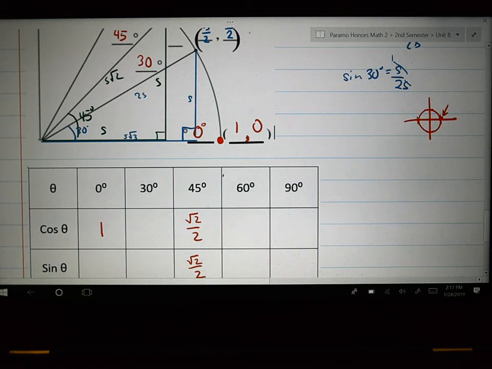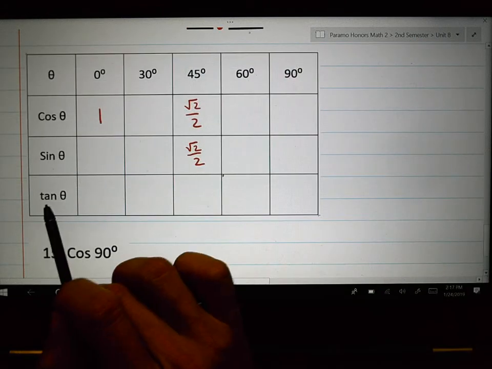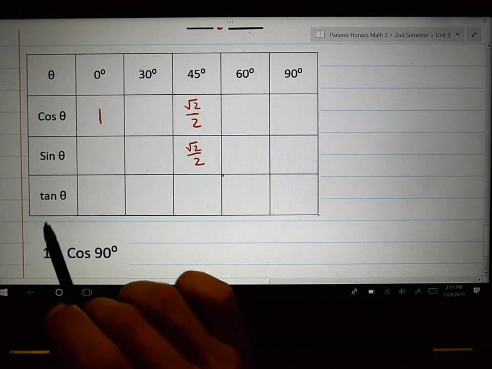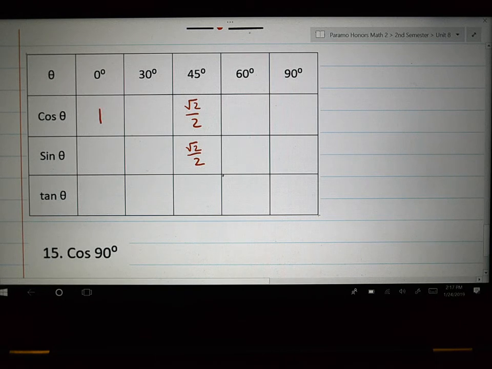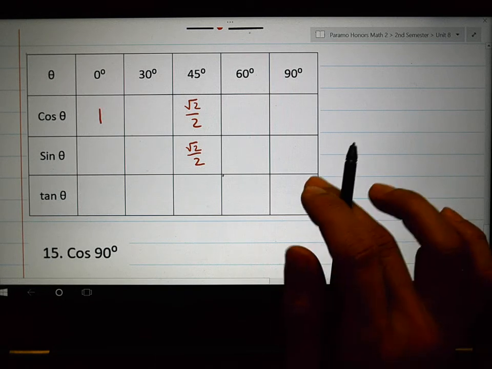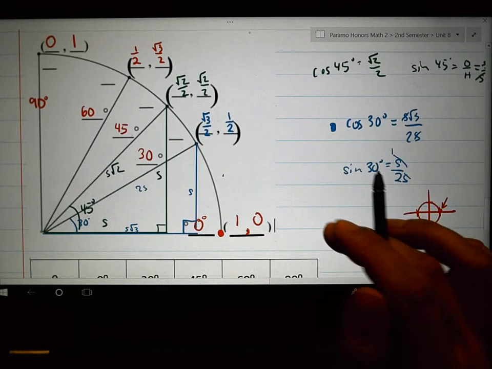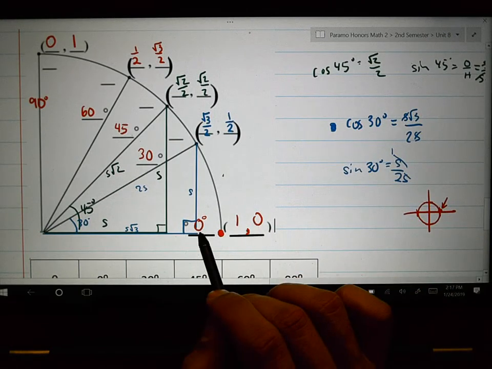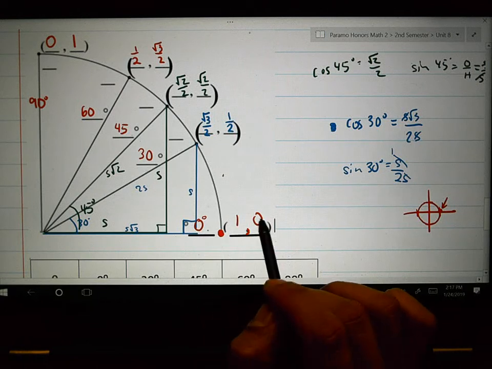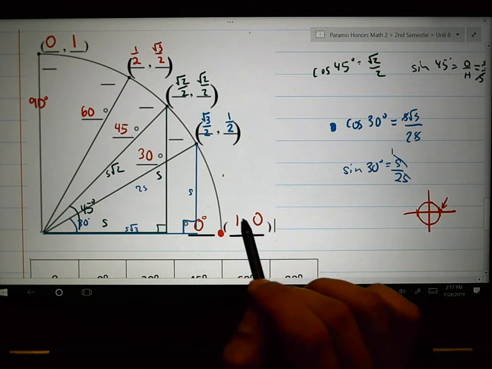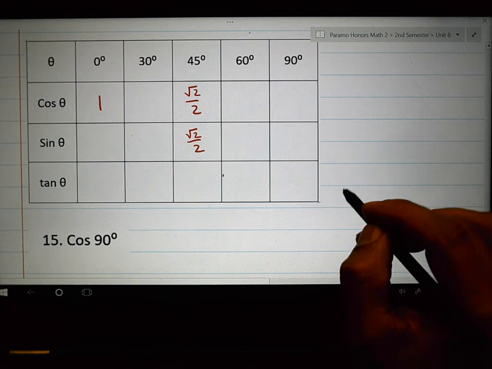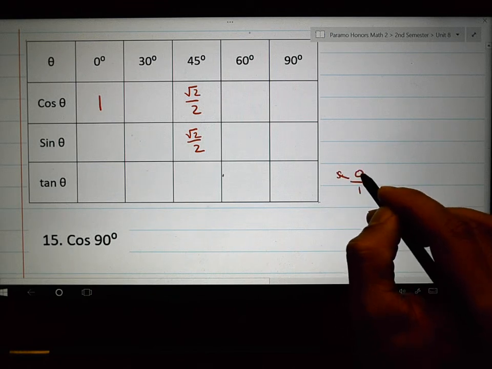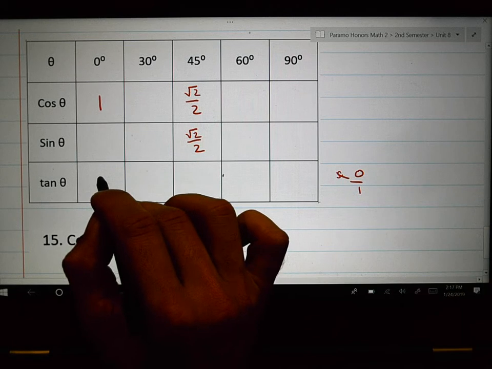Now, earlier, I talked to you about tangent. I said that the tangent was the same thing as the sine divided by the cosine. So if I ask you to find the sine divided by the cosine of, let's say, 0 degrees, the sine divided by cosine, otherwise known as the tangent, zero divided by 1 is 0.